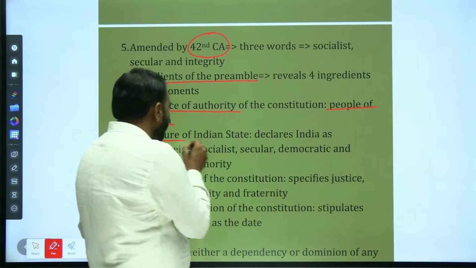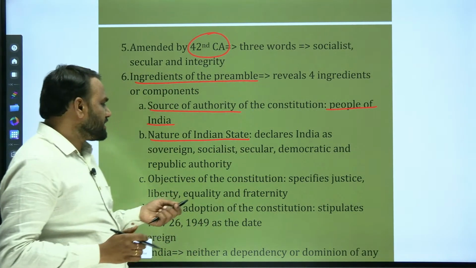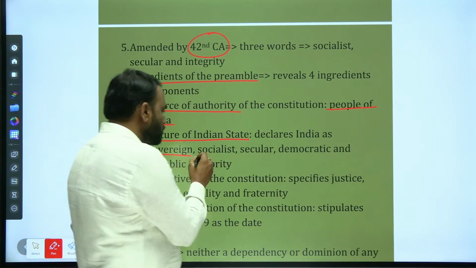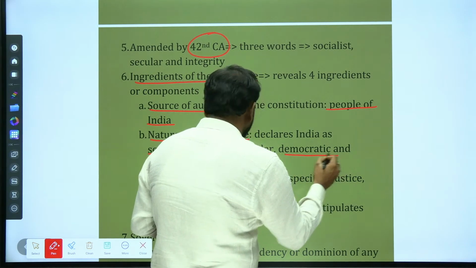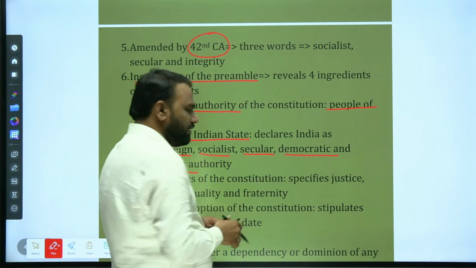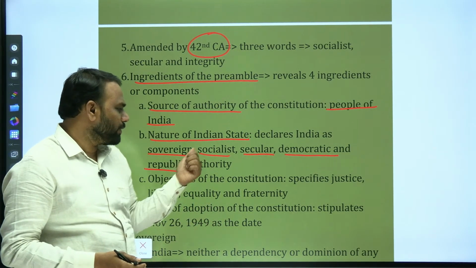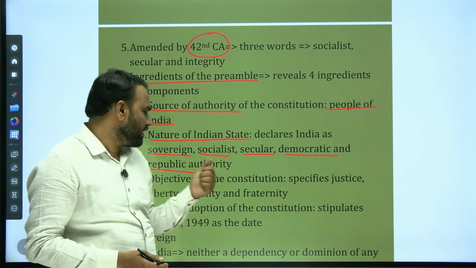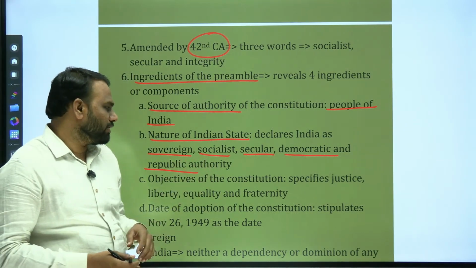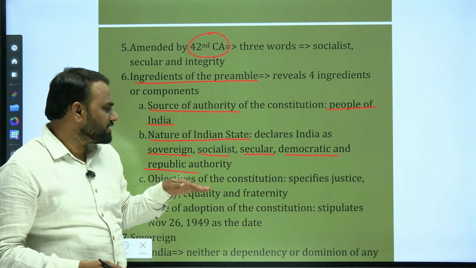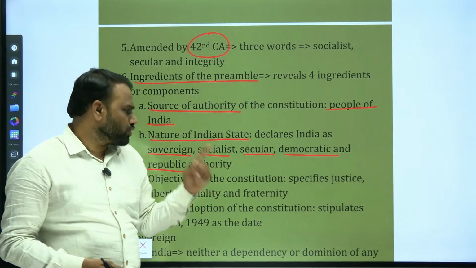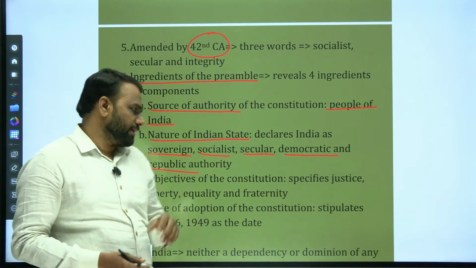Next, what is the nature of the Indian state? It declares India as a sovereign, socialist, secular, democratic and republic state. In the further part of the video, we will be seeing what is sovereign, what is socialist, what is secular, what is democratic and what is republic. We will be discussing all these things. But the nature of the Indian state is sovereign, socialist, secular, democratic, republic.